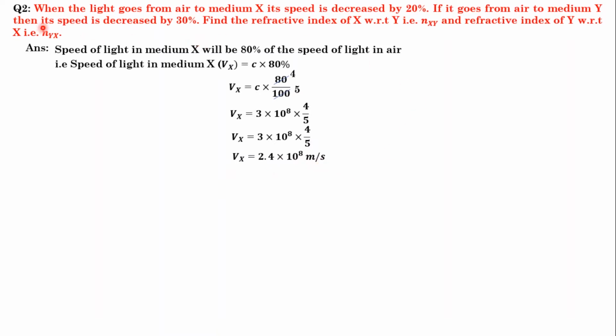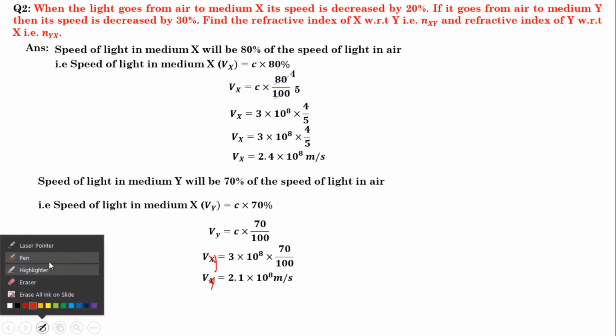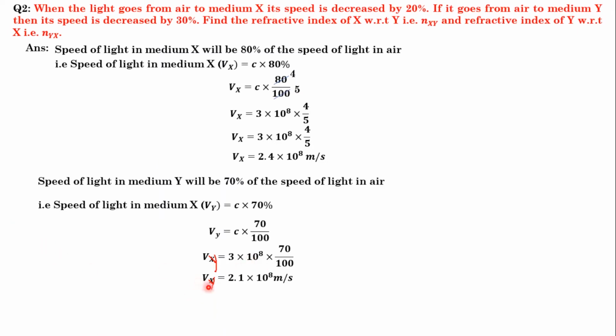Similarly, we have to calculate the speed of light in medium y. How will we calculate it? Same way. If 30% is decreased, what will be the speed of light? This will be 70%. Okay, so similarly it will be 70% of the speed of light. From this we can calculate the speed of light in medium y, sorry, this is not x, this is y. The velocity of light in medium y will be 2.1 into 10 to the power 8 meter per second.